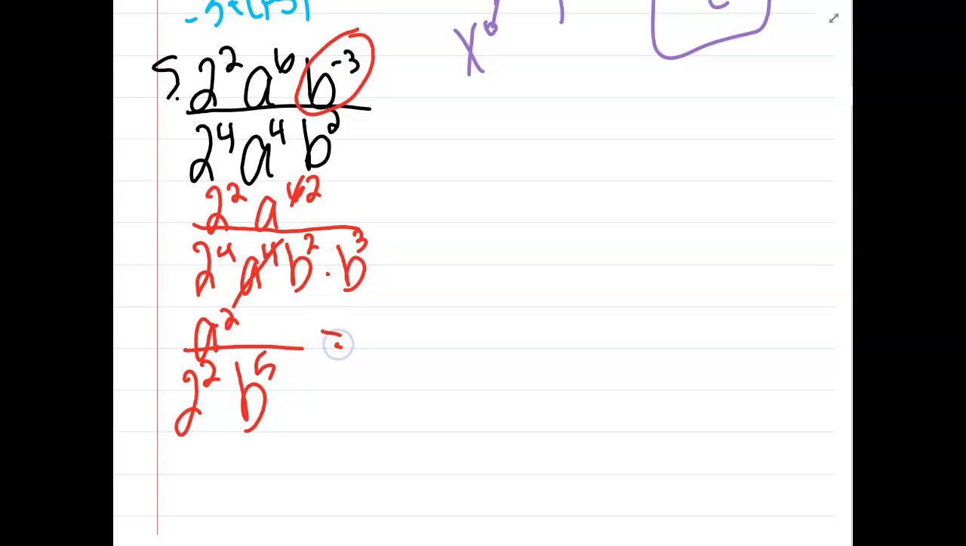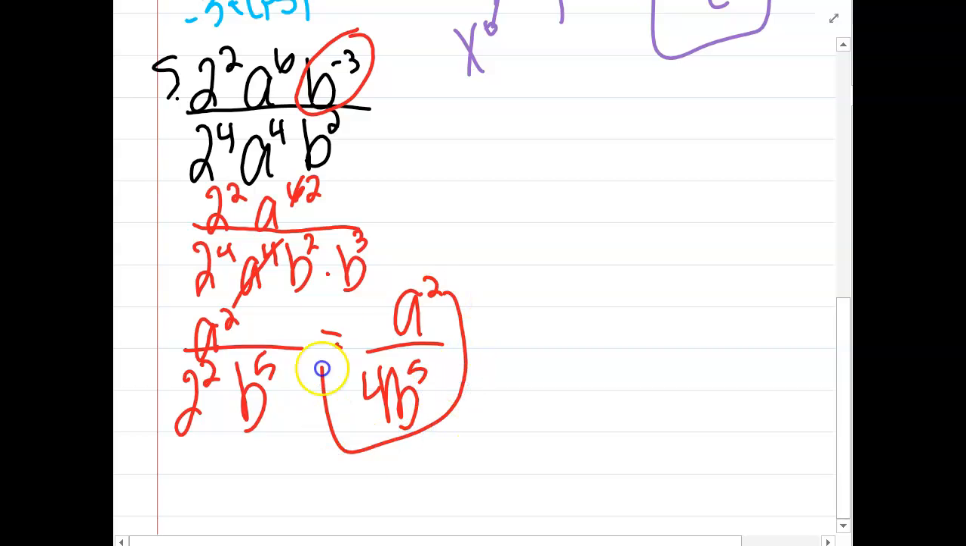So last thing, we wouldn't want to leave it as 2 squared. We want to say a squared over 4b to the 5th. I stand by what I said yesterday, that the more work you show, the easier they are.